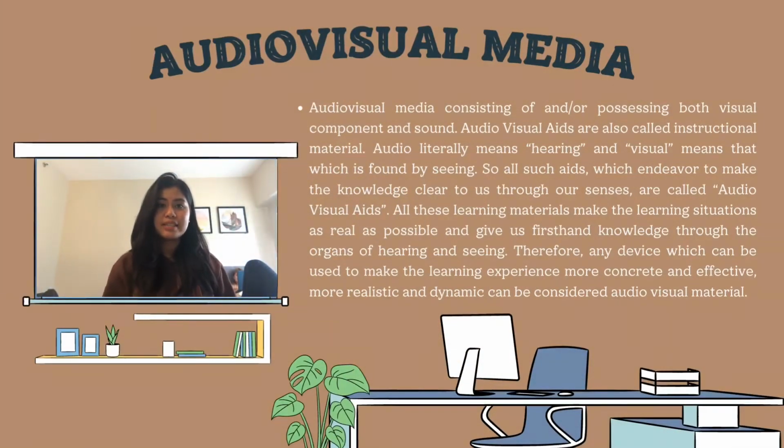Audiovisual media consist of and/or possess both a visual component and sound. Audiovisual aids are also called instructional material. Audio literally means hearing and visual means that which is found by seeing. So all such aids which endeavor to make the knowledge clear to us through our senses are called audiovisual aids.